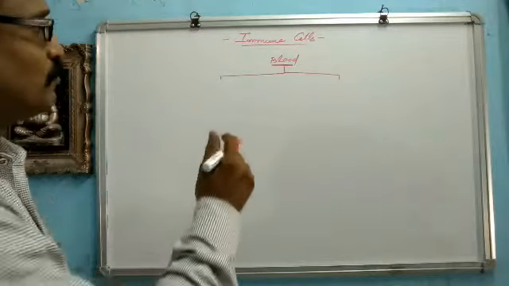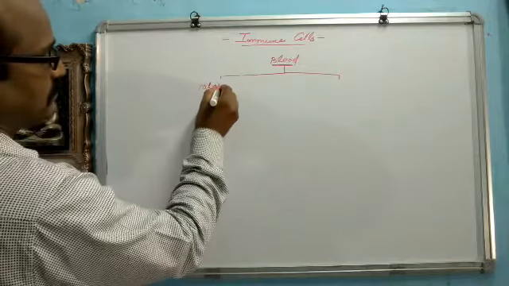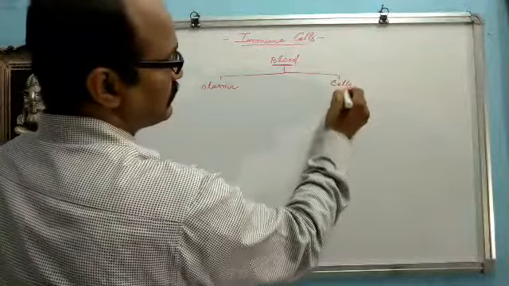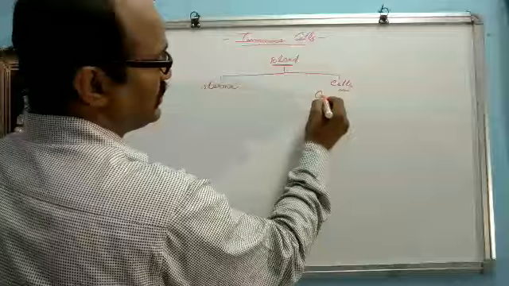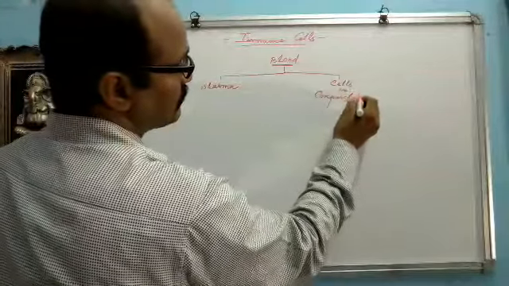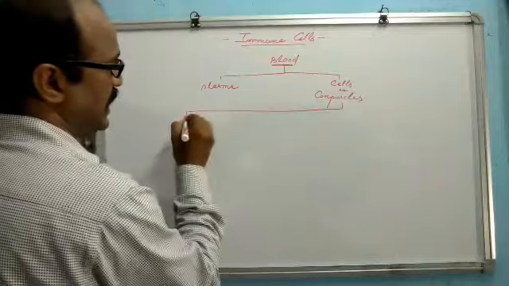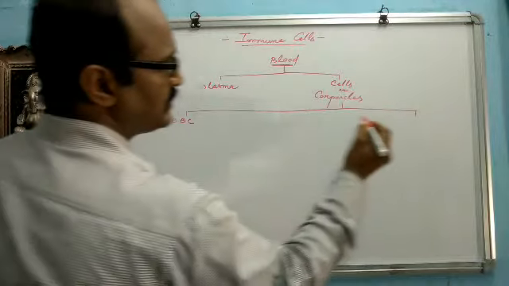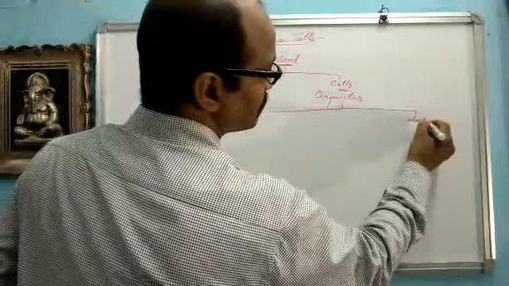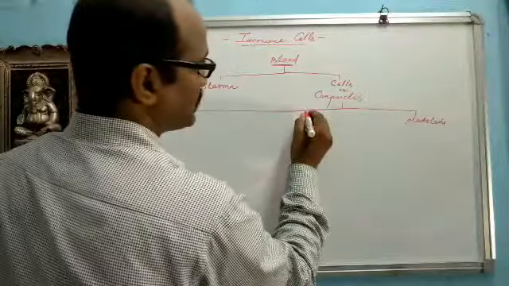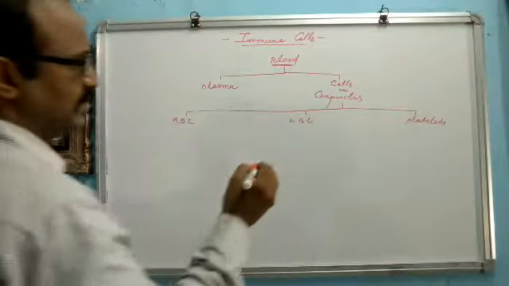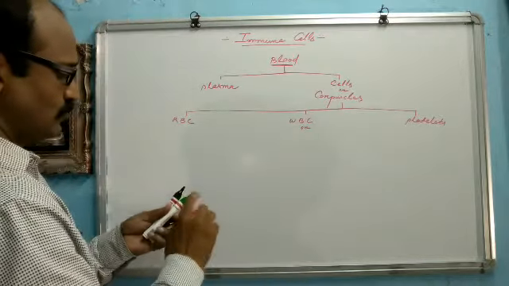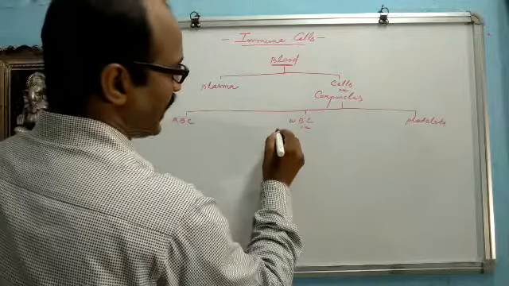Blood is actually composed of plasma, as you all know, and cells or corpuscles. Such corpuscles are of three types: red blood corpuscles, platelets, and white blood corpuscles. White blood corpuscles are also known as leukocytes.